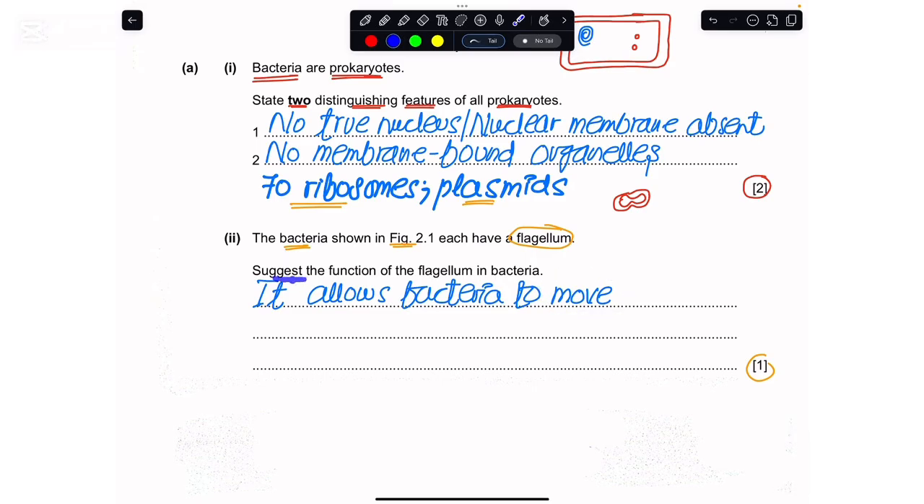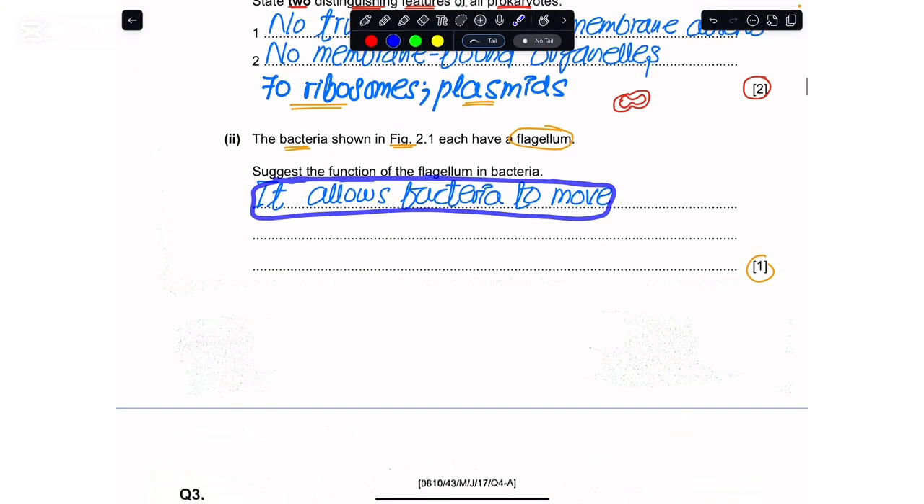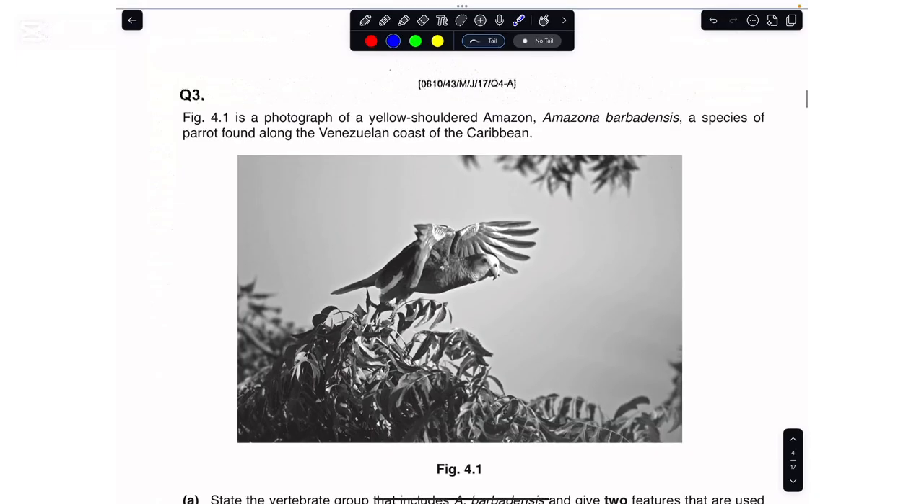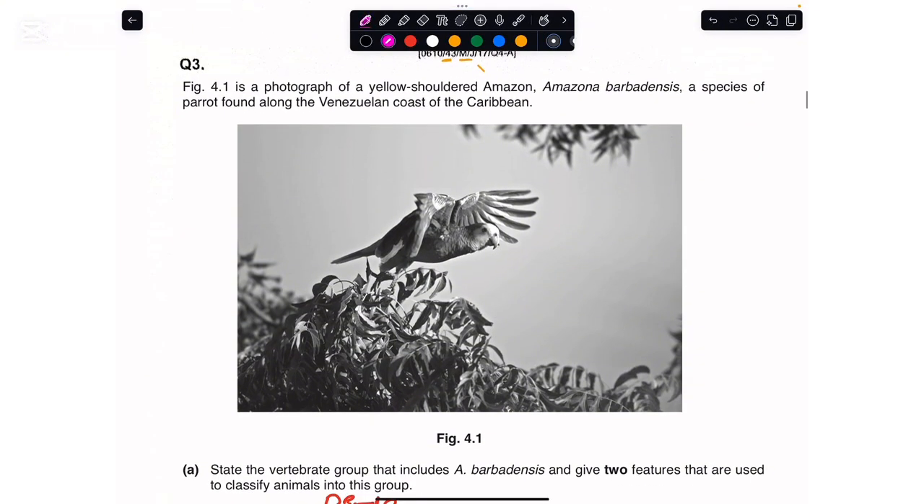Since they have asked you to suggest the function of the flagellum in bacteria, the answer is this. Now moving on to question number three, which came in May June, variant 4.3, year 2017. They say that figure 4.1 is a photograph of the yellow-shouldered Amazon, genus Amazona, species Barbadensis, a species of parrot found along the coast of the Caribbean.